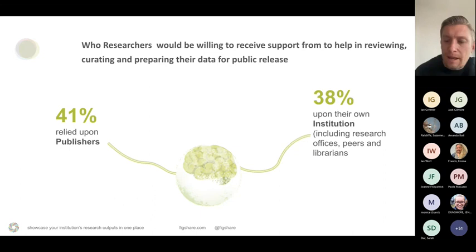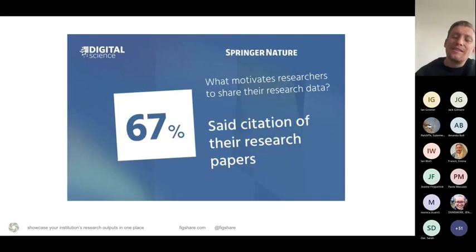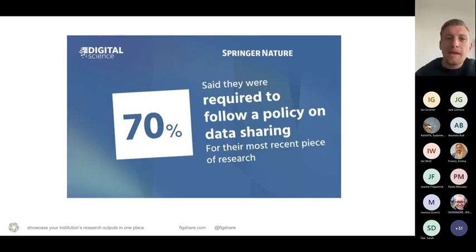A few other snapshots of the report, just because I'm cognizant of time. 72% said if they knew about an internal resource that could help them, they would rely on that internal resource. 67% said if they got more citations to their research papers, that would motivate them to share their data. So that's an encouraging one with the metric I just shared. And 70% said they're already required to follow a policy on data sharing for their most recent piece of research.